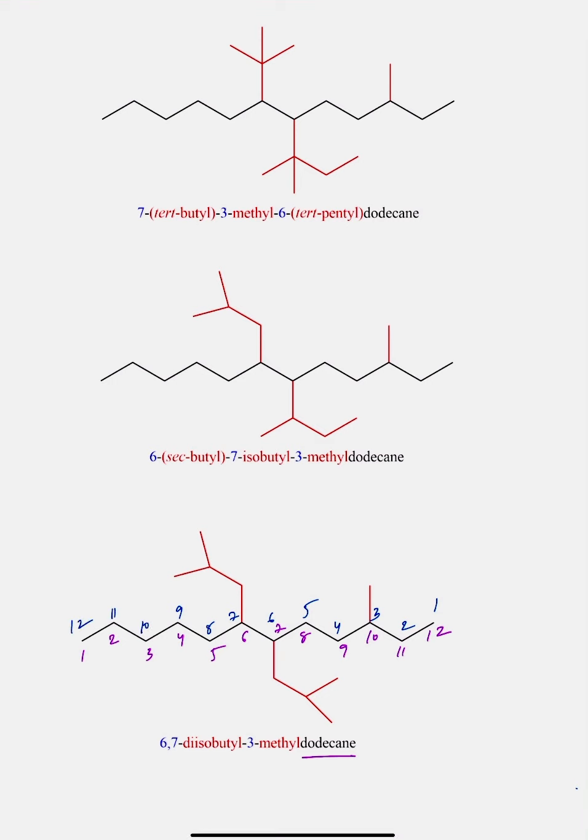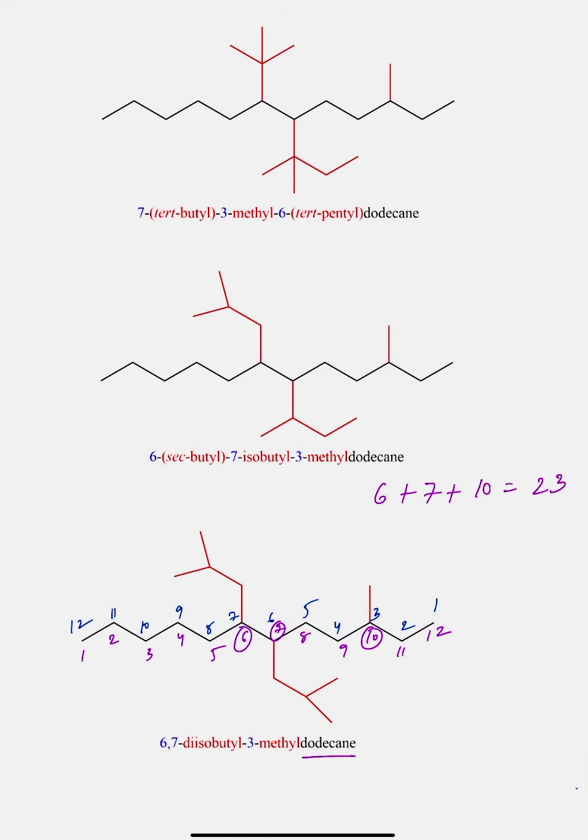Will I get the correct nomenclature or the correct name? Let me use the lowest sum rule and check. According to the purple numbering, you have a substituent at place 6, another substituent at place 7, and one more at carbon number 10. So what do I get here? It's 7 plus 6 is 13, 13 plus 10 is 23.